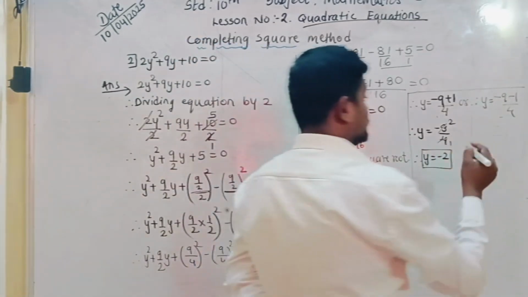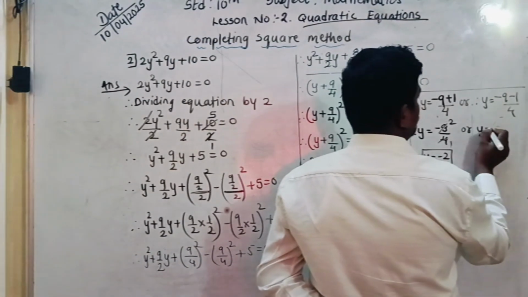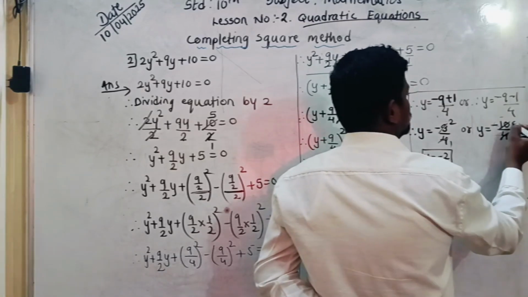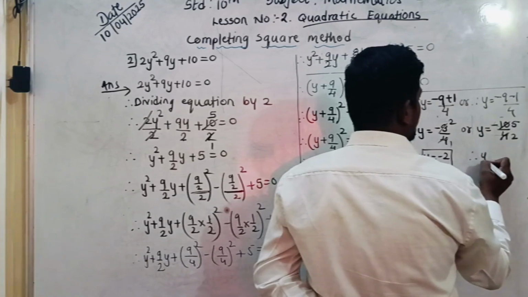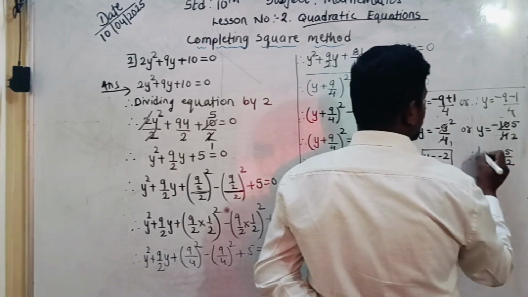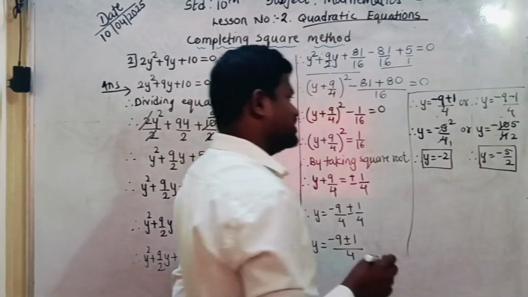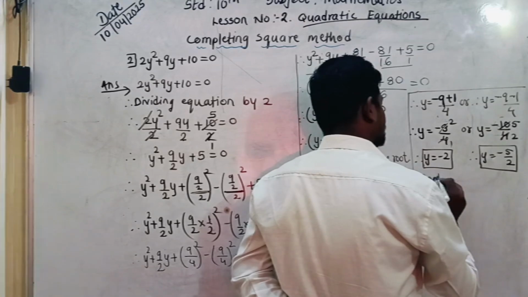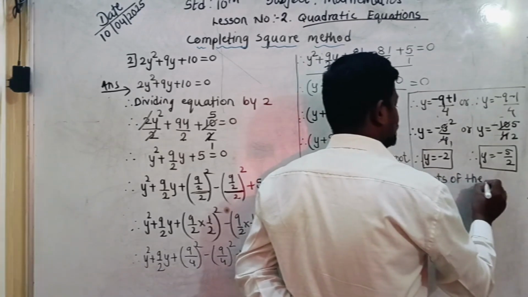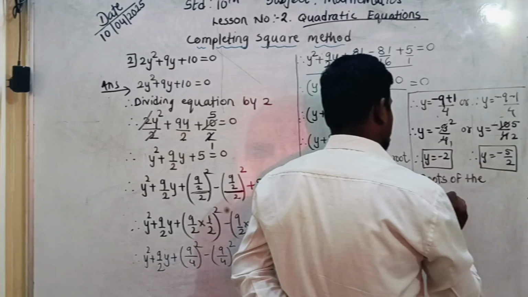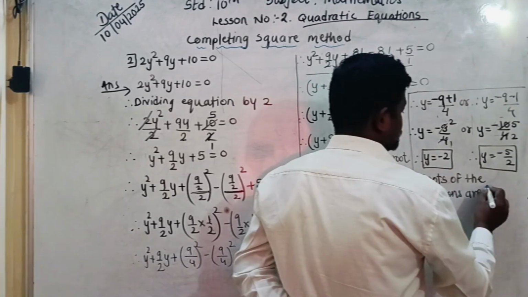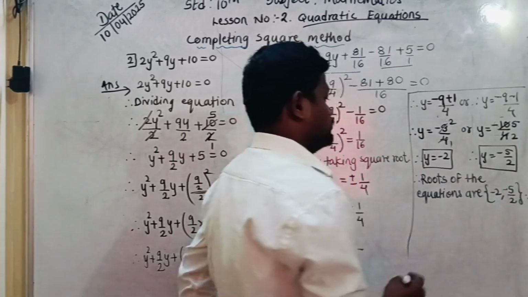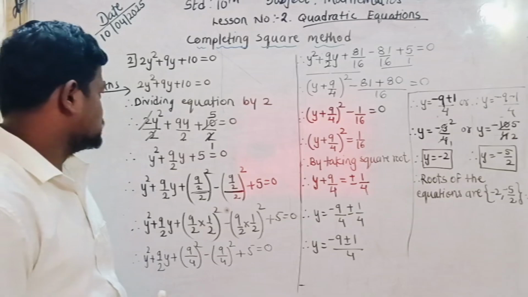Then solve this one, another value. Minus minus plus bigger number sign. So 2 fives are 10, 2 twos are 4. So we have y value that is minus 5/2. So we find out both the values for y. So write down, roots of the equation are minus 2 and minus 5/2. So this is our final answer.